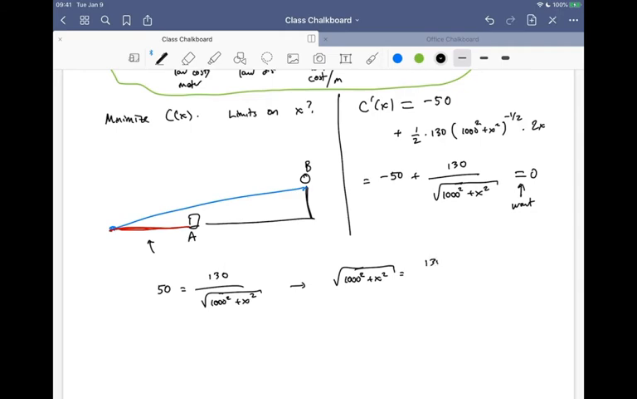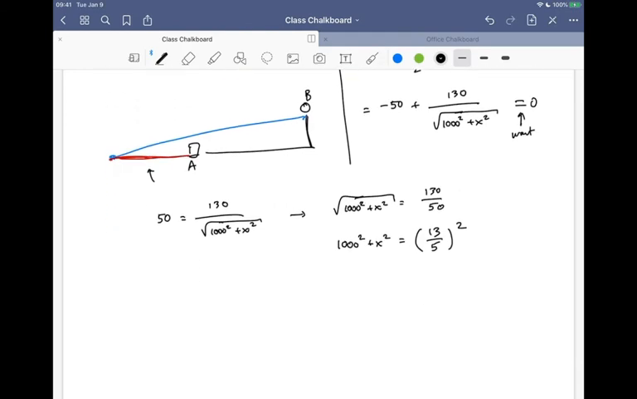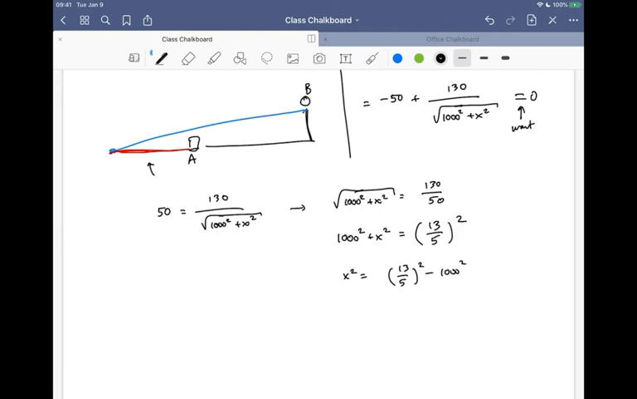So it would be 1/30 over 50. And then let's square both sides. And then from this point, we need to just solve for x. So let's see what we got. Okay, so x squared would be 13 fifths squared minus 1,000 squared. And then I'm going to square root that, but I'm a little bit worried because I feel like I'm about to take the square root of a negative.